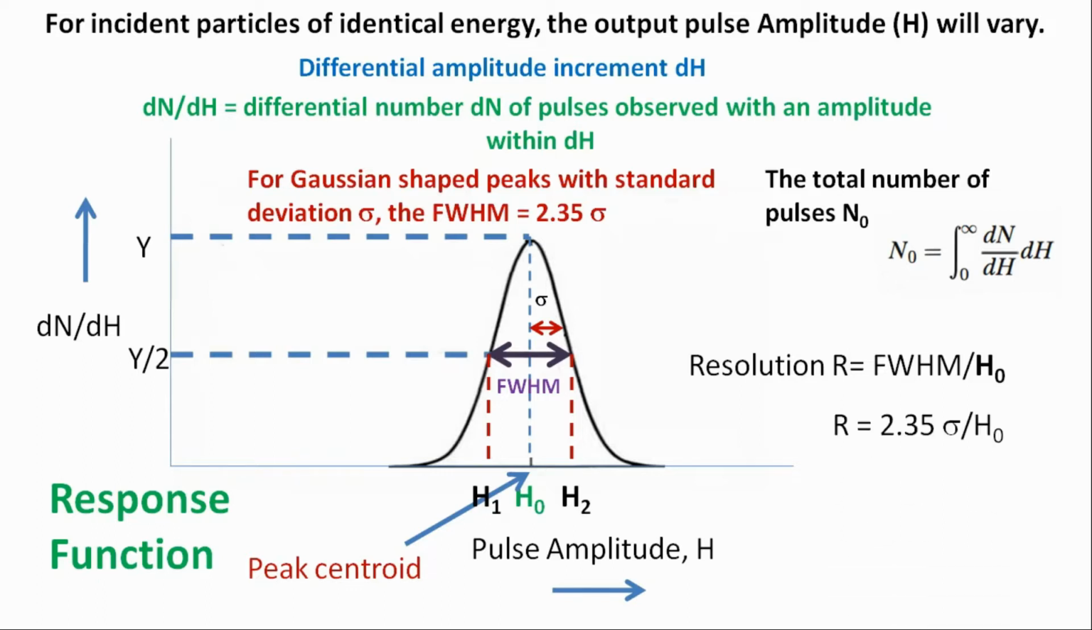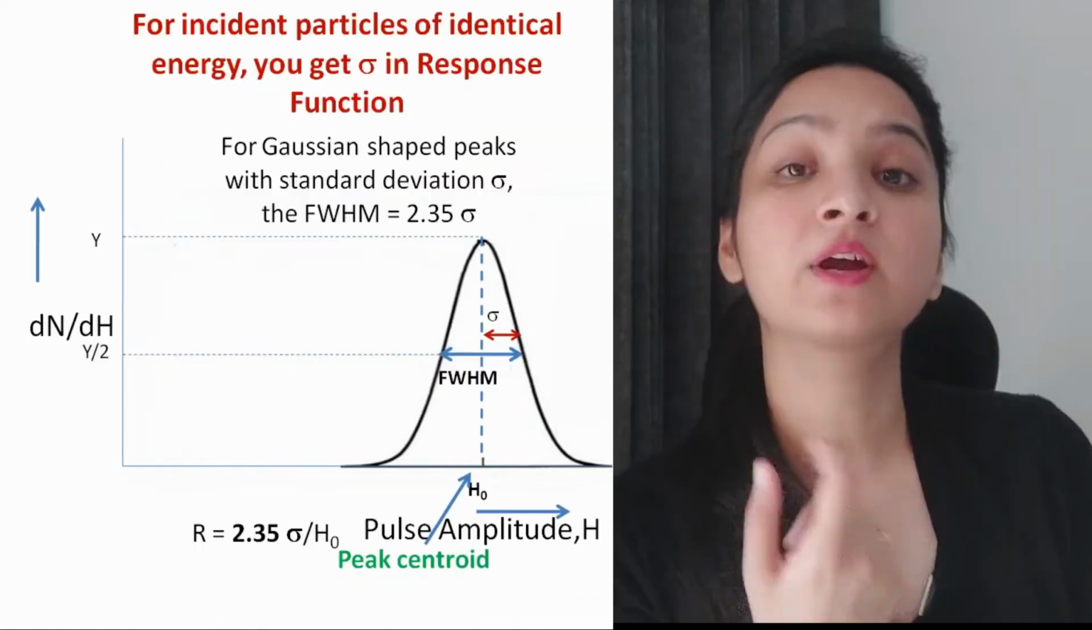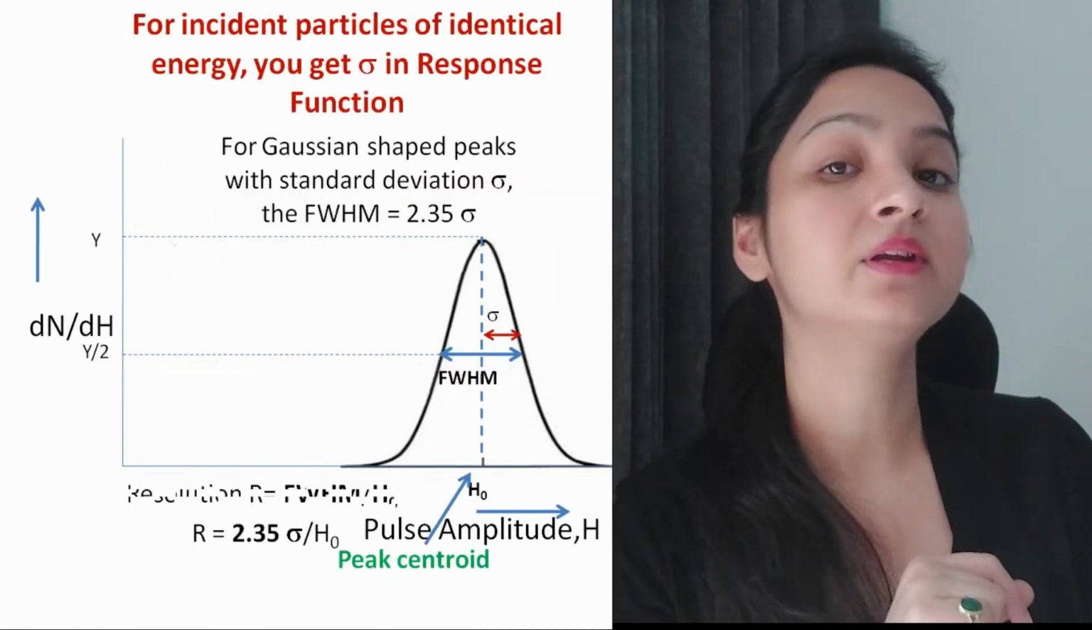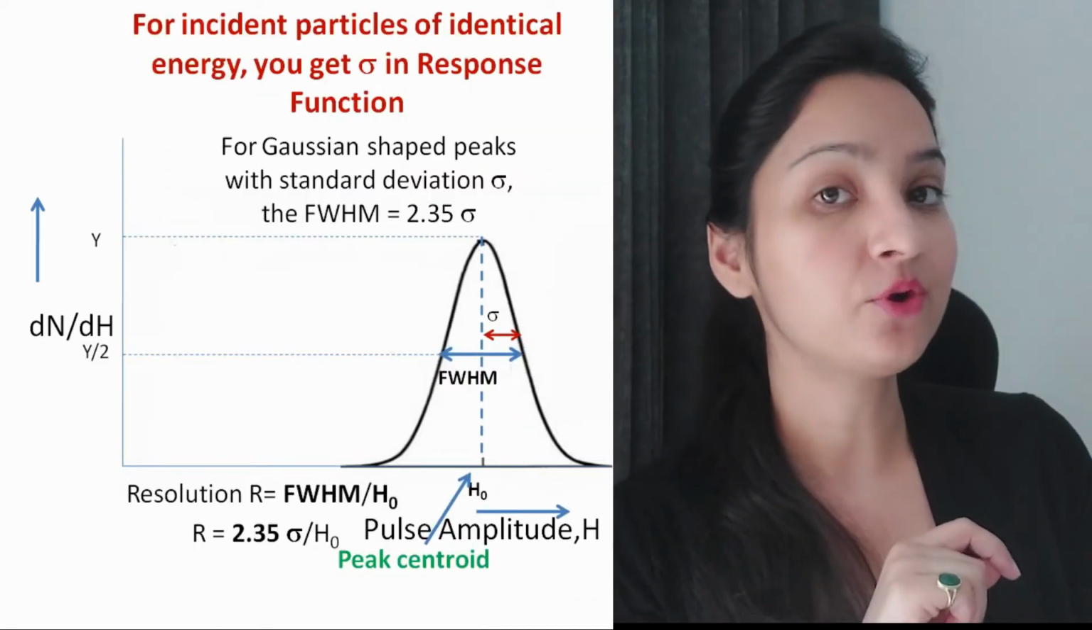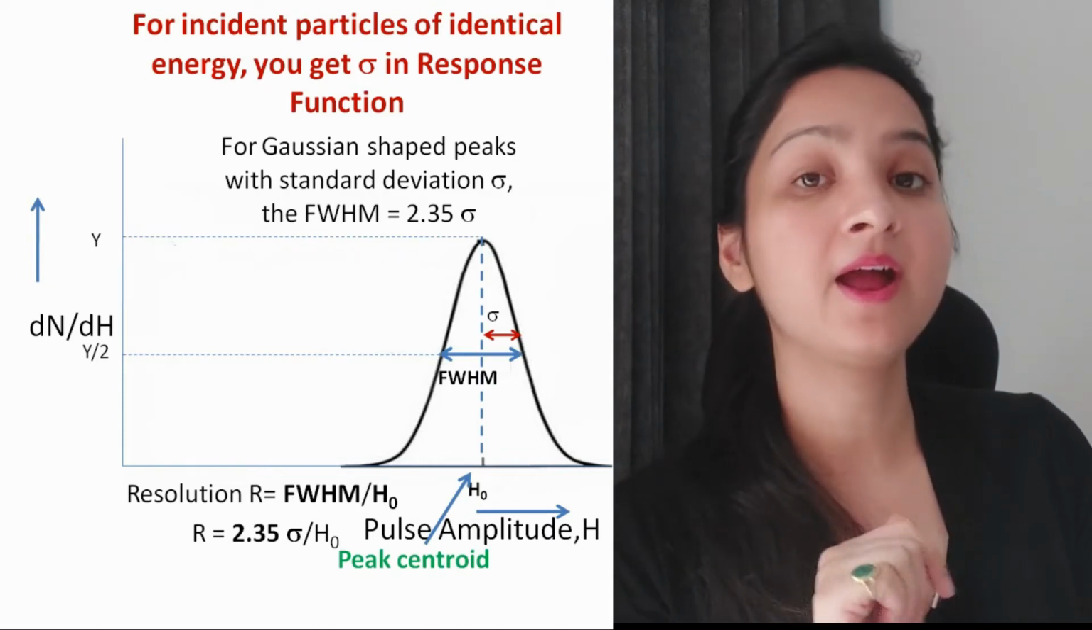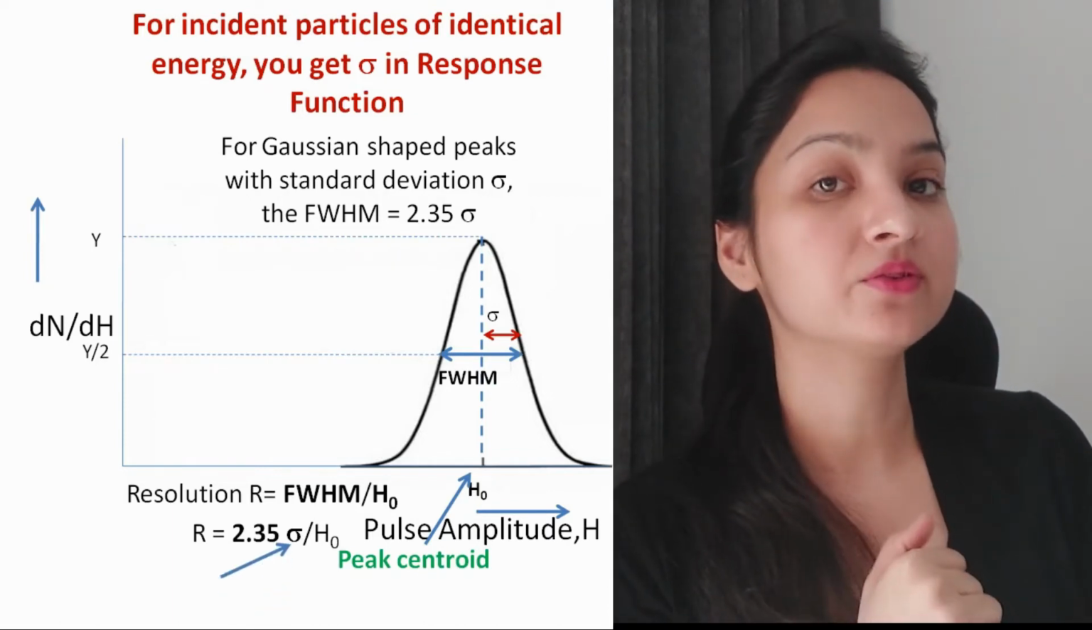Simply putting the values of full width at half maximum and the peak centroid, you will be getting this resolution. So for calculating the resolution, all you need is the location of this peak centroid, the value of this peak centroid, and this standard deviation, which is sigma.